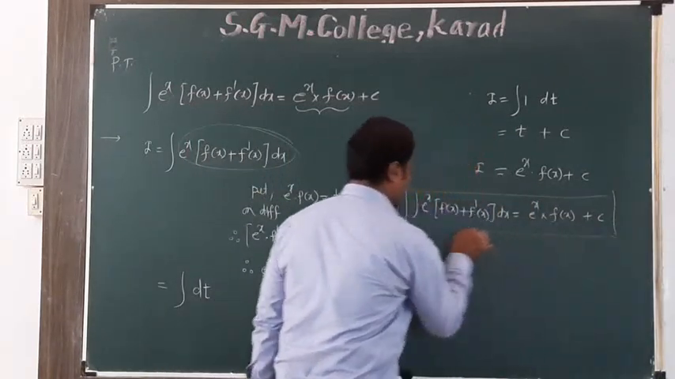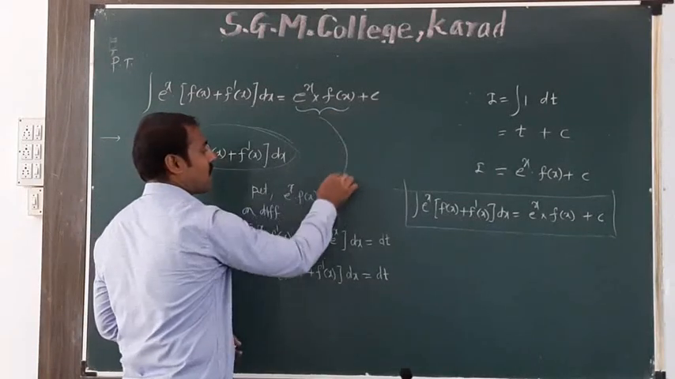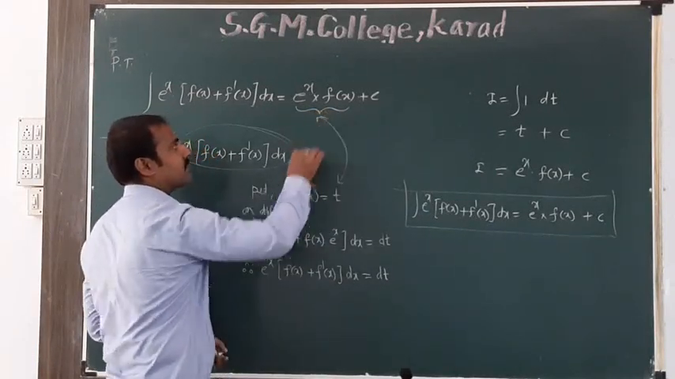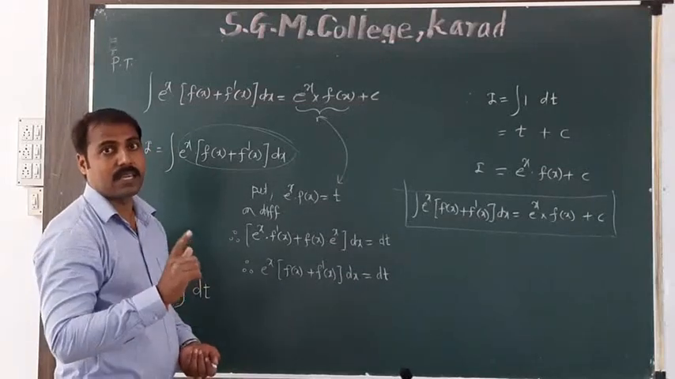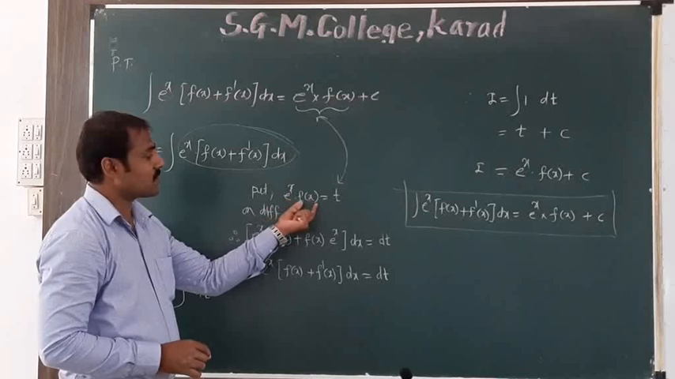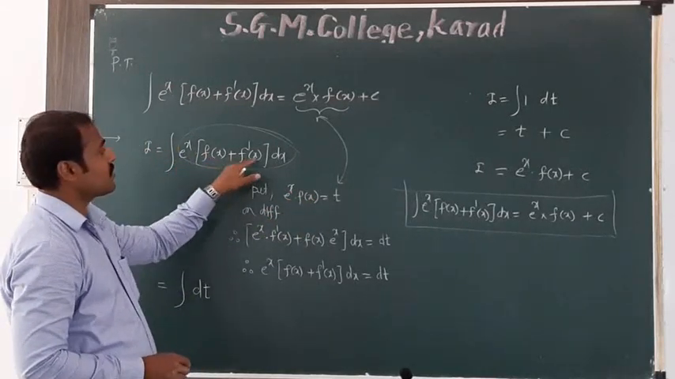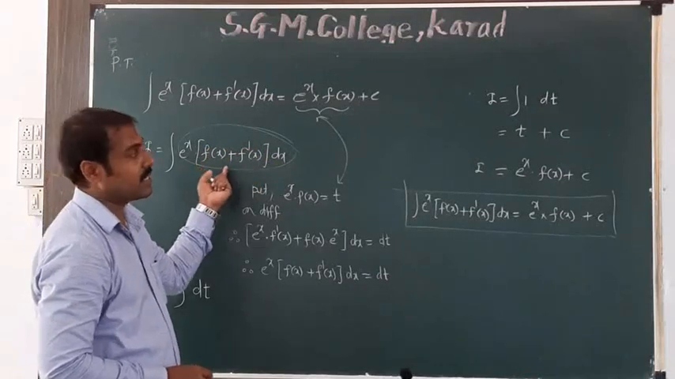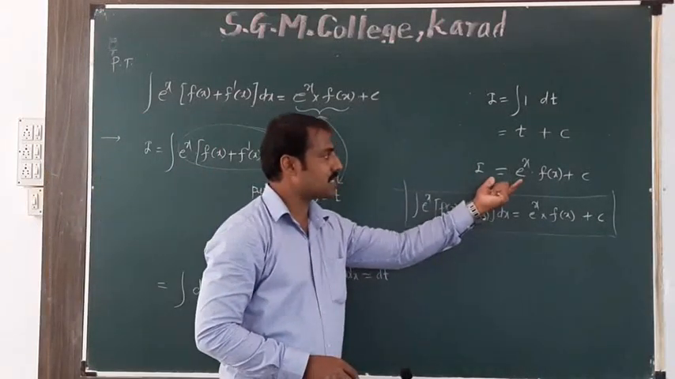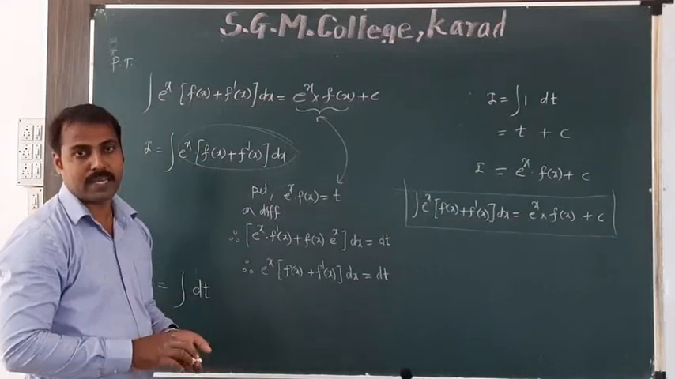Here is the proof of the corollary. But remember, substitute for that term: e raised to x into f of x is equal to t. When we substitute this, we get e raised to x into f of x plus f dash of x dx is equal to dt. The integration of 1 is t, and replace t by e raised to x into f of x plus c. It's very simple to do.